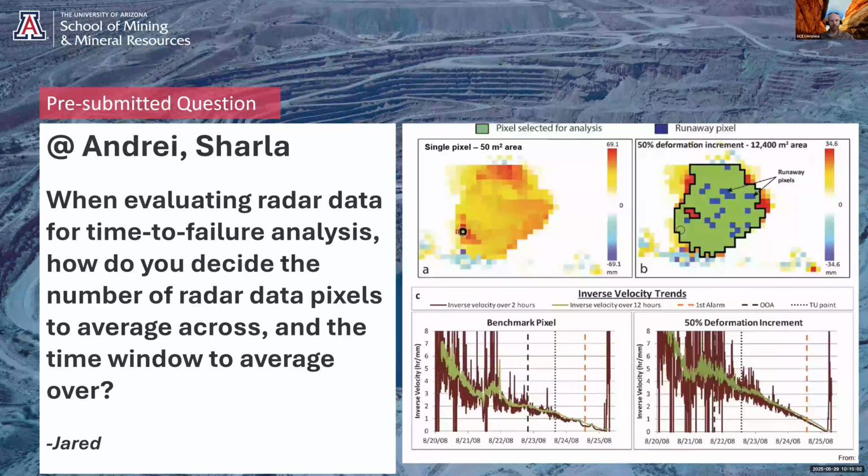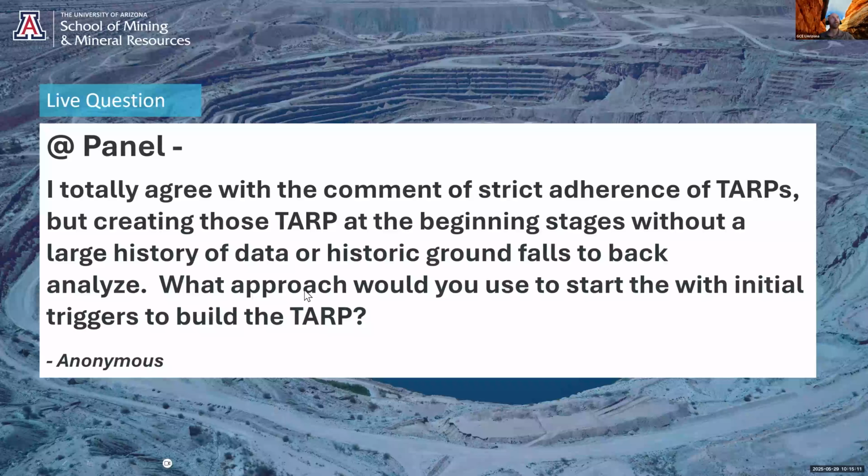All right, great discussion. There's a live question here that I think Derek pretty much covered, but I wanted to acknowledge it because it is a very good question, and I'll read it now. I totally agree with the comment of strict adherence to TARPs, but creating those TARPs at the beginning stages without a large history of data or historic ground falls to back analyze, what approach would you use to start with the initial triggers to build the TARP? So Derek touched on this a little bit. If anybody wants to elaborate a bit more, basically, how do you get started with a TARP if you're just starting out?